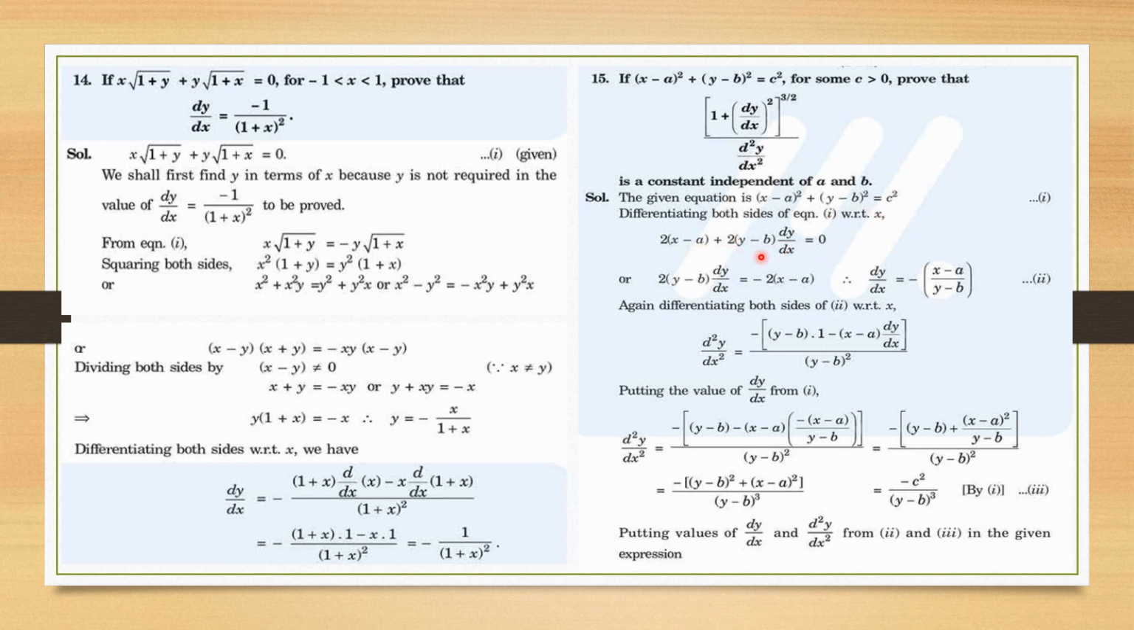Now take this side to the other side: minus 2 times x minus a, the 2 cancels, and dy/dx will be minus (x minus a) upon (y minus b).